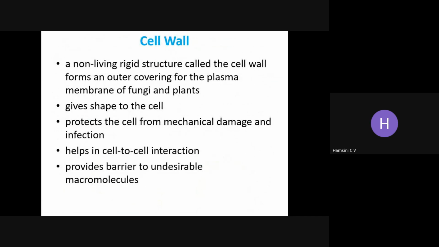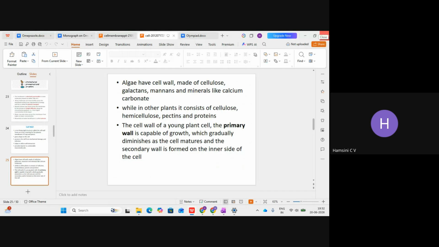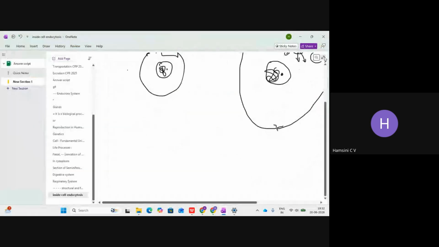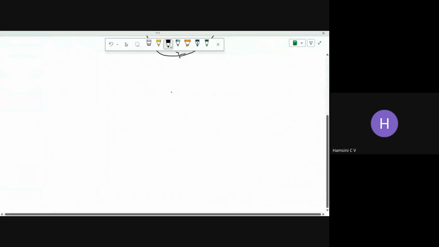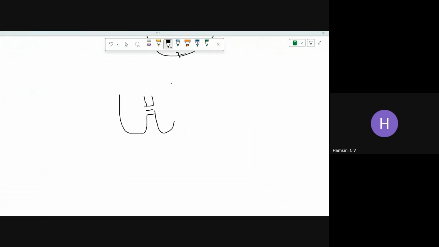So I will show you how it is. See, if a cell is like this, it will be cytoplasmically connected to the other cell like this. This is one cell. This is another cell. You could have another cell here which will be connected like this. So it will be a continuous layer of cells like this. These are cytoplasmic connections.